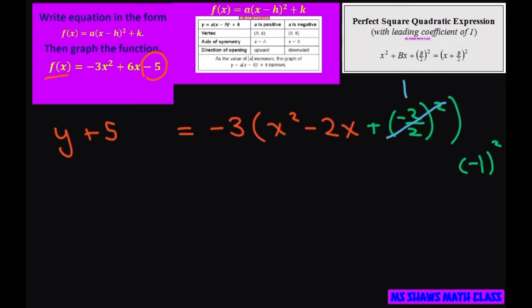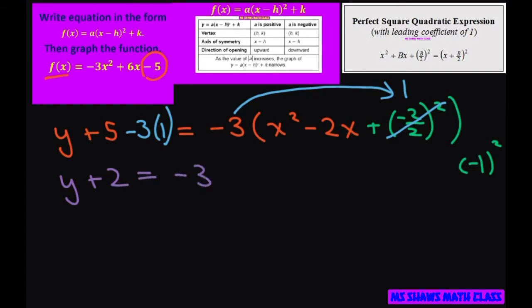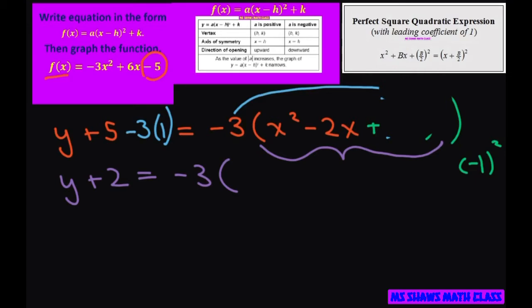Don't forget, that's negative 3 times 1. So what we're going to do, we're not just adding 1, we're subtracting the 3 times 1, because that's the actual value if you distribute it. So for this side, we're going to get y plus 2 equals negative 3. And now we're going to condense this perfect square trinomial. I'm going to go ahead and erase this and put this as 1.